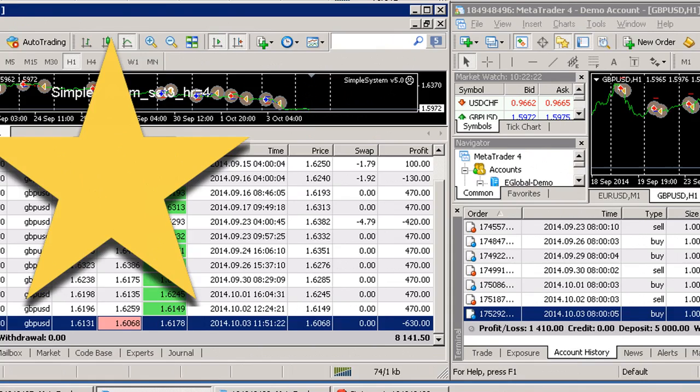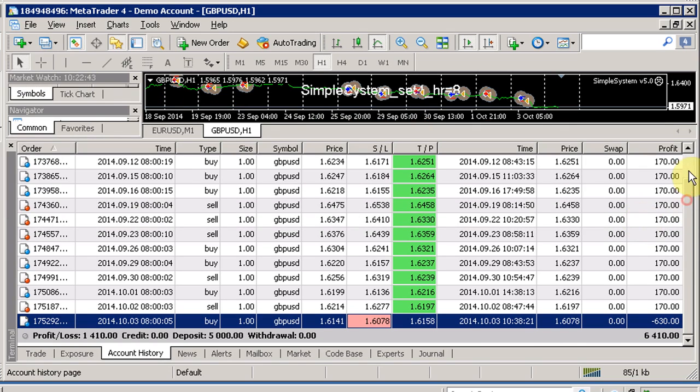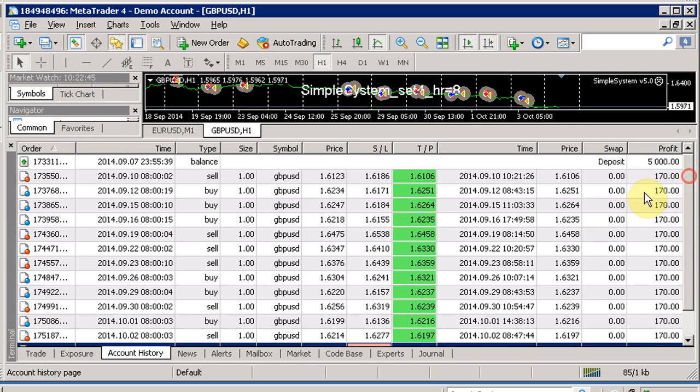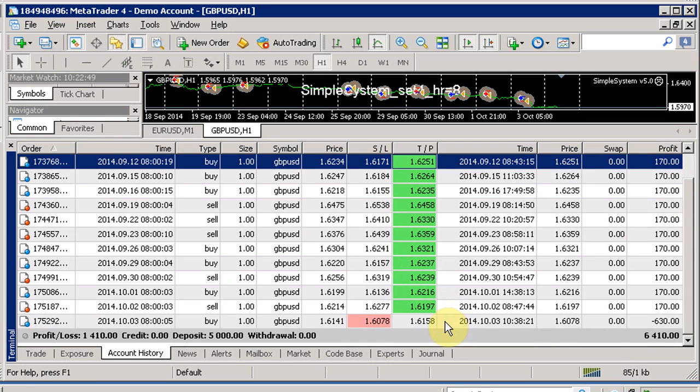And finally, moving on to simple system set 4. Here we've got another incredible set where most of the trades were profitable. In fact, all the trades except for one were profitable. So here it's just amazing looking at these take profits. All of the trades that were on this account were profitable except for the last one.